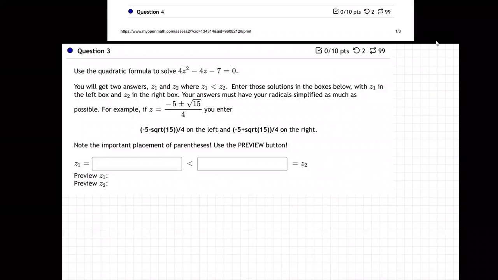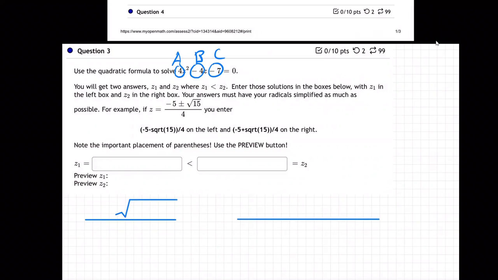Okay, so on this question, they want us to solve an x squared equation. How do we do it? We identify A, B, and C. So this is A, 4 there. B is that -4, and C is the -7. So then we plug into the quadratic formula. So write out the quadratic formula here. Write down a bit longer one here.